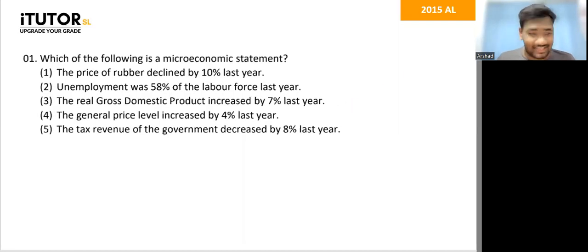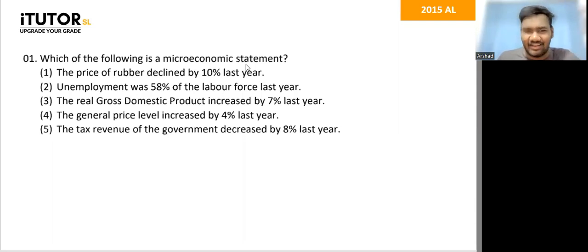Okay, so then we'll come back again for the 2015 A-level paper now, right? So 2015 A-level paper, there are 7 questions, right? Some questions are easy, we can go. Some questions which I need to give an explanation, I will give you all explanation. Okay, right, we'll start. Which of the following is a microeconomic statement?